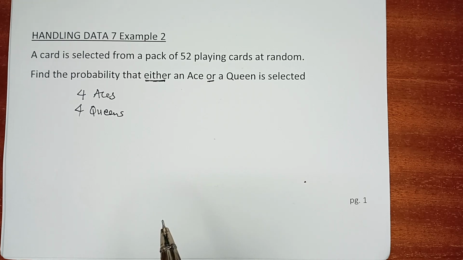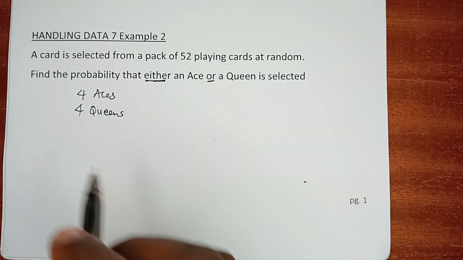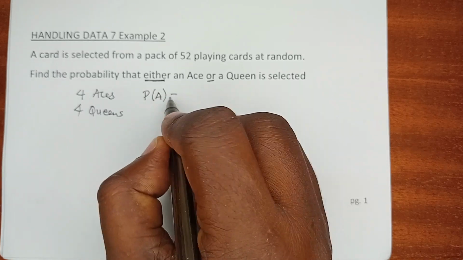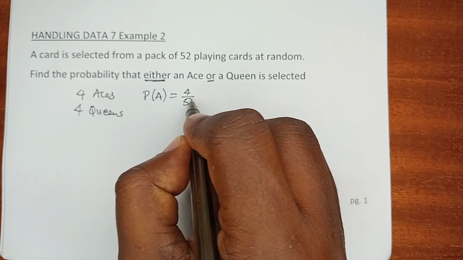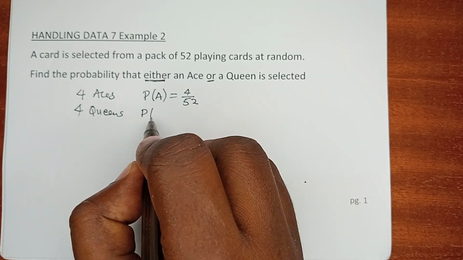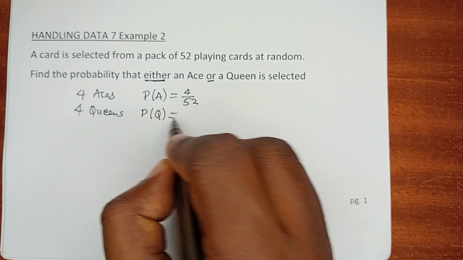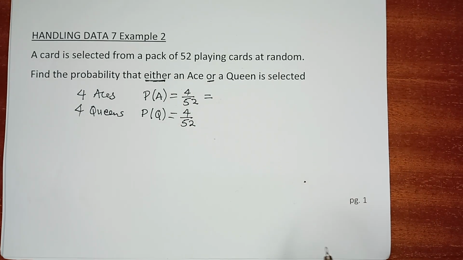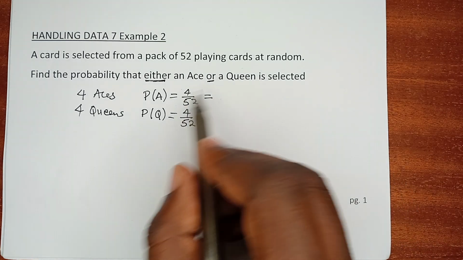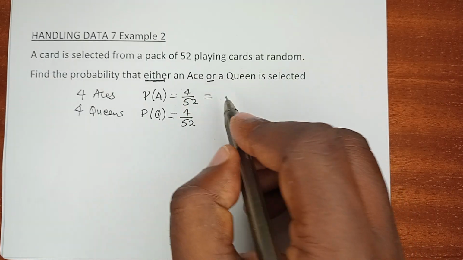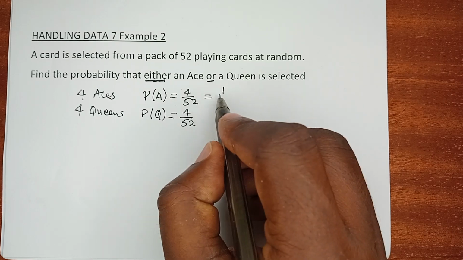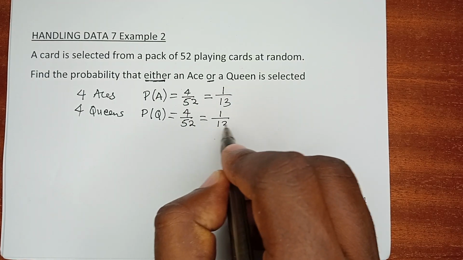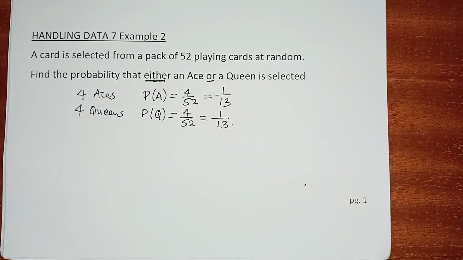Now, the probability that we might pick an ace is actually 4 out of 52. And the probability that we might pick a queen is again 4 out of 52. We can simplify this by 2, 2 by 2, 26. This is by 4, 1 by 4, 13. Which is also the same case here, 1 out of 13 in both cases.